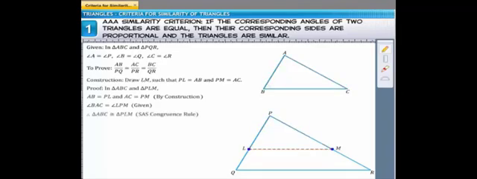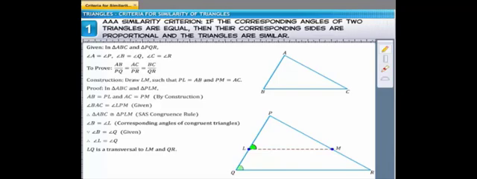Now, let's consider angle B and angle L. These two angles are equal as they are corresponding angles of congruent triangles. It is also given that angle B is equal to angle Q. Hence, angle L is equal to angle Q. Now, let's consider LQ. Observe that it forms a transversal to LM and QR.